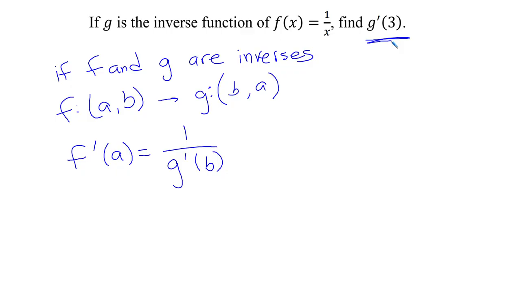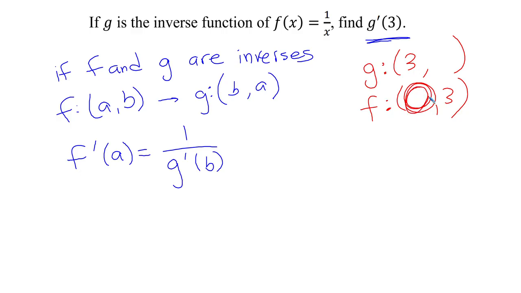Well, that means that g, in this case, is going to contain a point (3, something), whereas f is going to contain a point (something, 3), because they are inverse functions of each other. So if we want g prime of 3, it should be 1 over f prime of whatever number goes in right here as the x value for f. Well, in order to figure that out, we just need to set f of x, which is 1 over x, equal to 3. So we should be able to really quickly solve that and say, well, that's the case when x is equal to 1/3.